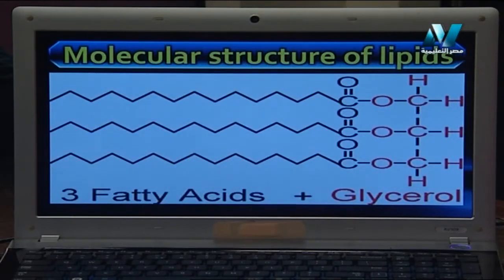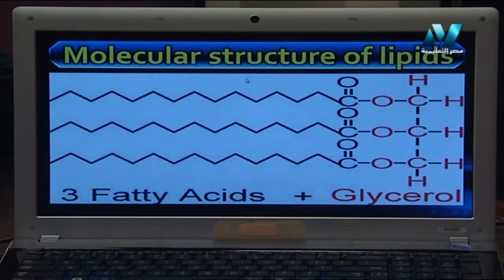We'll discuss together the molecular structure of lipids. Lipids دي formed of 3 fatty acid, each lipid containing 3 fatty acid and glycerol. Look to the glycerol here. Each glycerol containing 3 OH. What's meant by OH? This is hydroxyl group. يبقى الجليسرول بتاعي contain 3 OH or hydroxyl group.